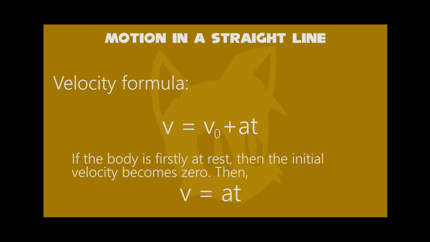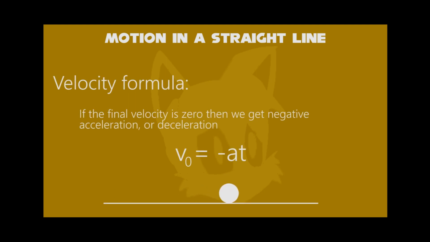velocity. If the body is firstly at rest, then the initial velocity becomes 0. Then v is equal to at. Conversely, if the final velocity is 0, then we get a deceleration, which is negative acceleration. Then, v0 is equal to minus at.